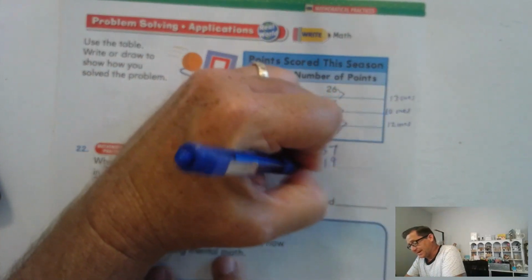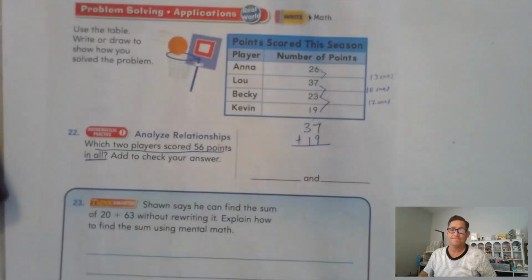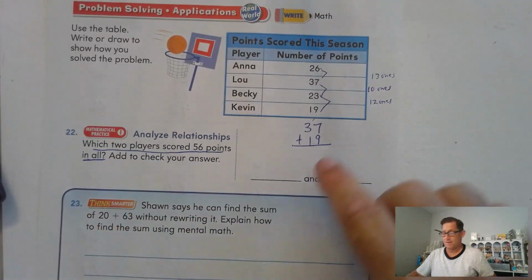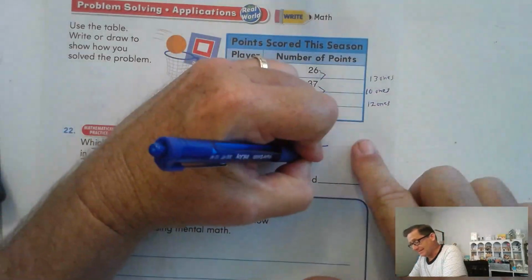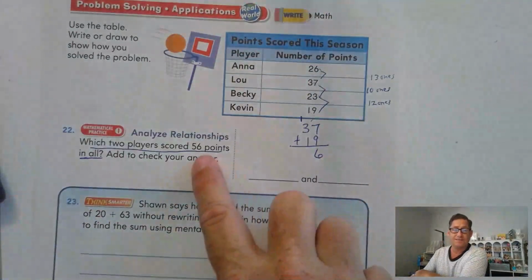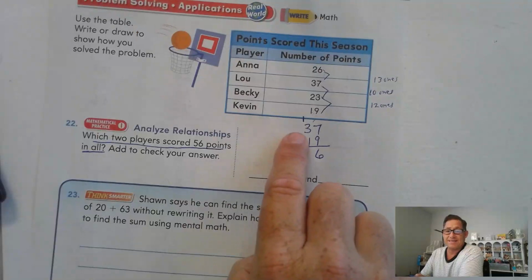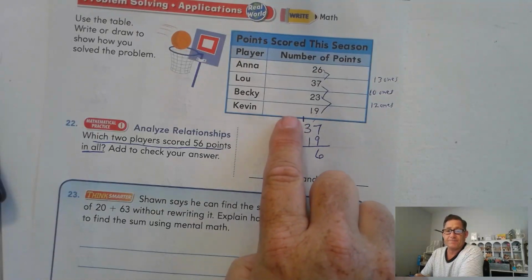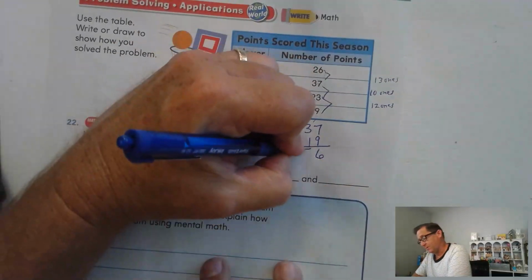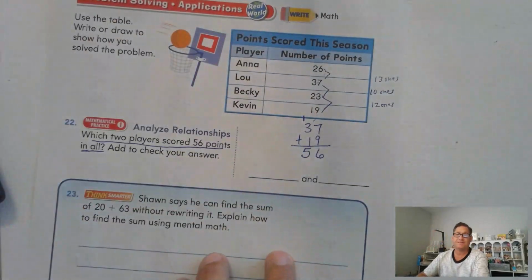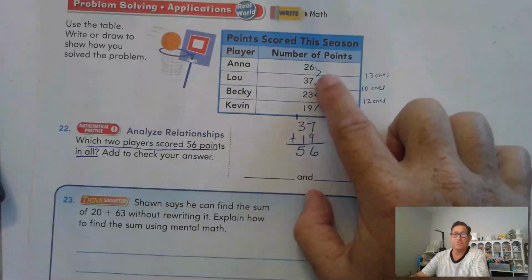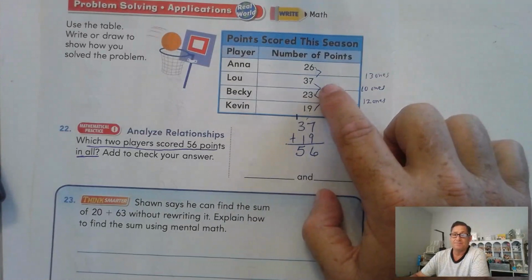37 plus 19. 9 and 7 is 16. We're going to regroup that as 1 ten and 6 ones. So we got our 6, right? Now we need the tens to add up to 5. 3, 4, 5. And they do, right? Okay, so 56.